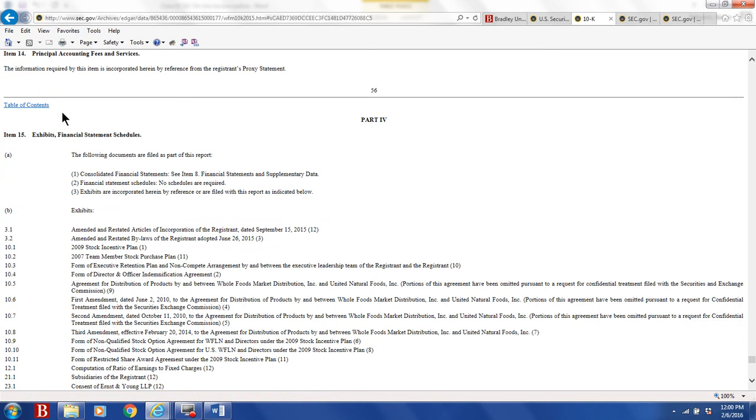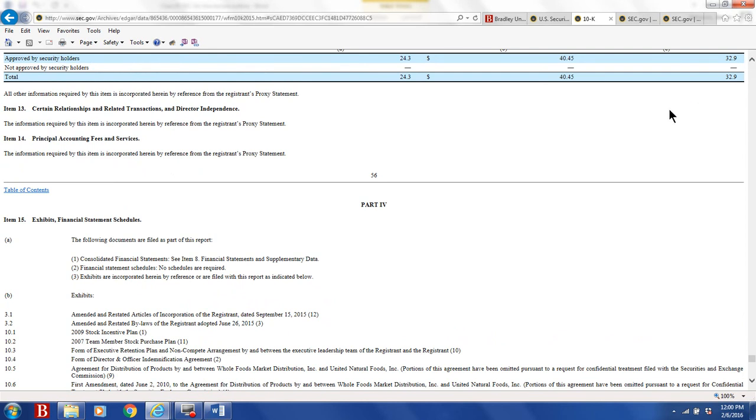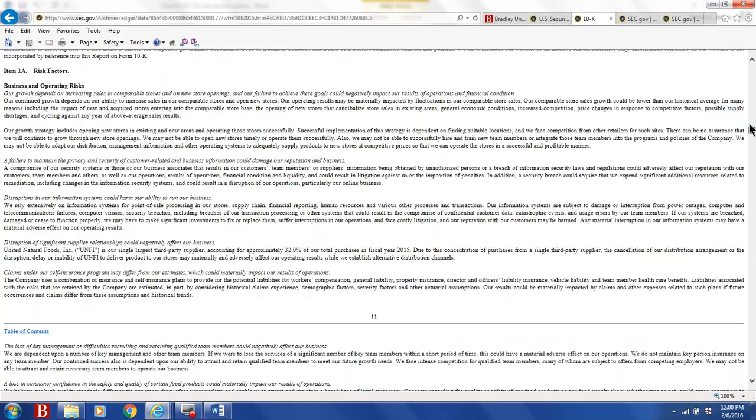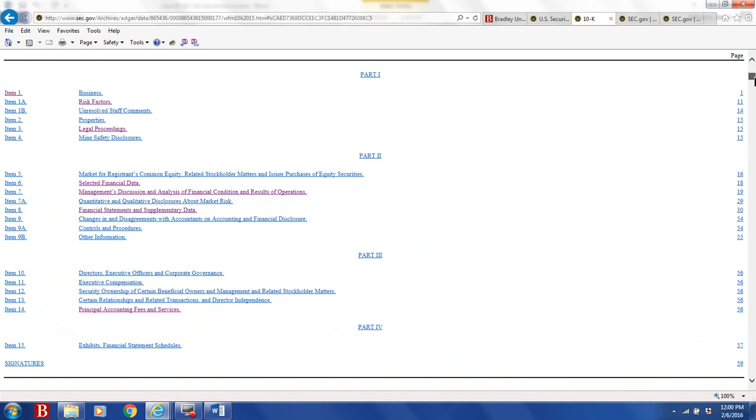you'll see that it says the information is incorporated herein by reference from the registrant's proxy statement. So the proxy statement is another document that is issued by the organization. If the information needed in the 10K can be found somewhere else, rather than having to publish it twice, they simply say go to the other document. And that's one of the documents that we'll happen to look at. So the 10K is a pretty important document.